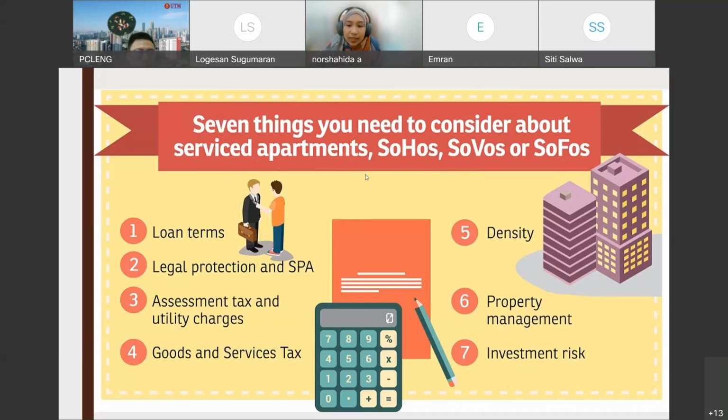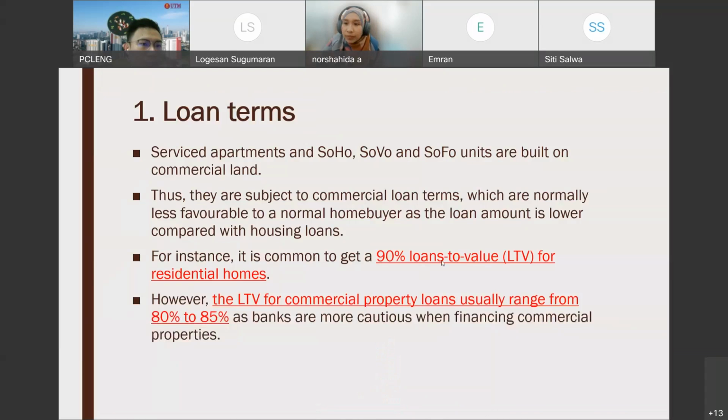Okay, and then item 7 is on the investment risk. So each different typology, whether you want to do SOHO, has its own investment risk. So it differs, and it depends on the branding set by the developer. Okay, loan terms. We talk about loan terms. Service apartments and SOHO units are built on commercial land. So it is not land that has been designated for housing in the local plan. No, it is built on commercial land.